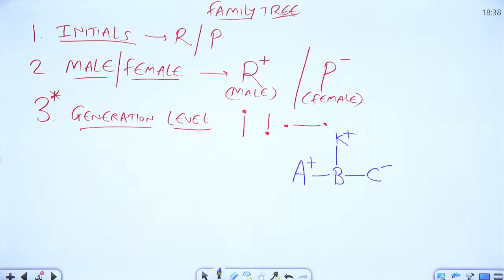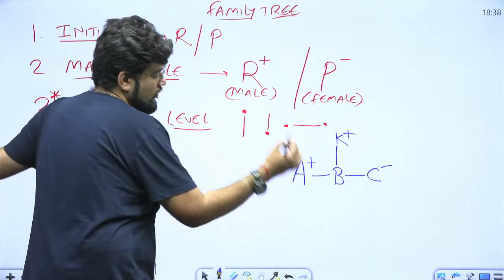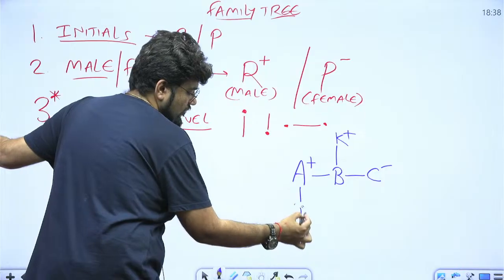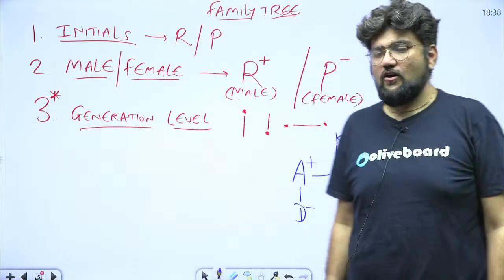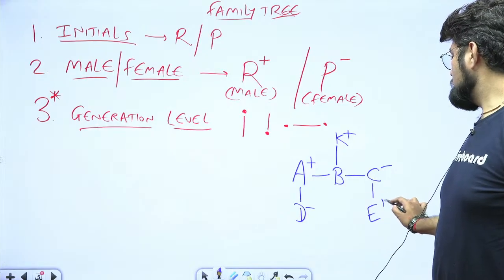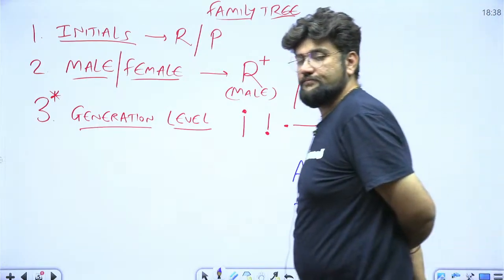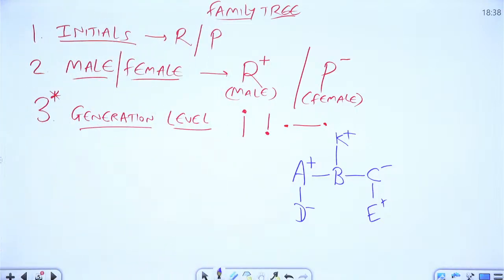I want to write, let's say, D is the daughter of A, and E is the son of C. So this is how I'll write: D is the daughter of A and E is the son of C. So how is A related to E?